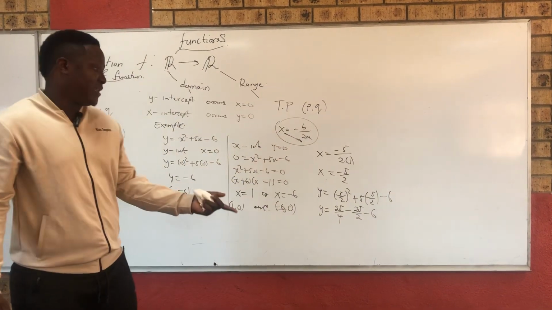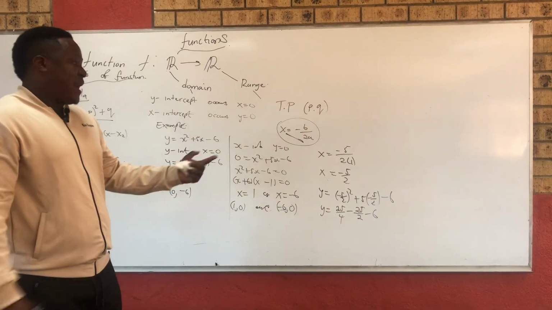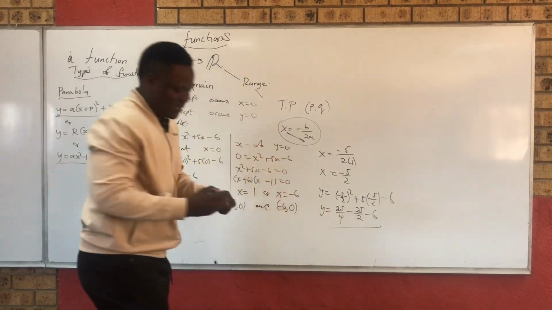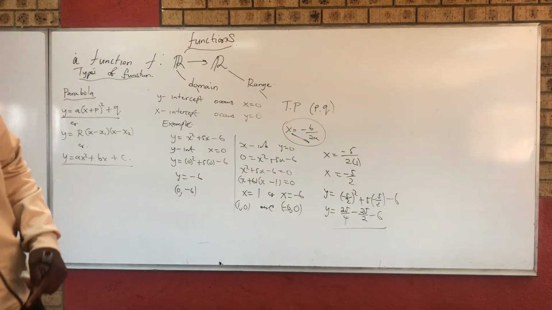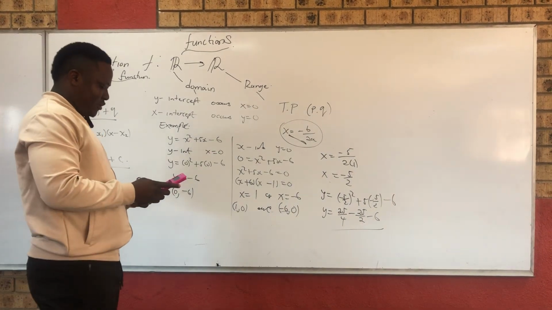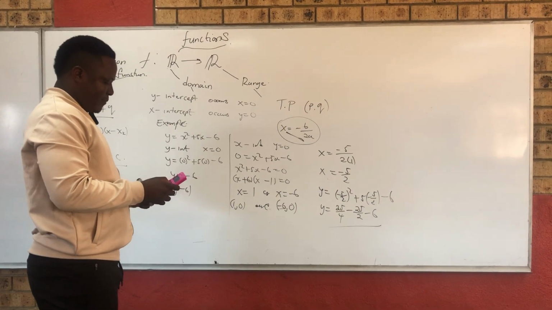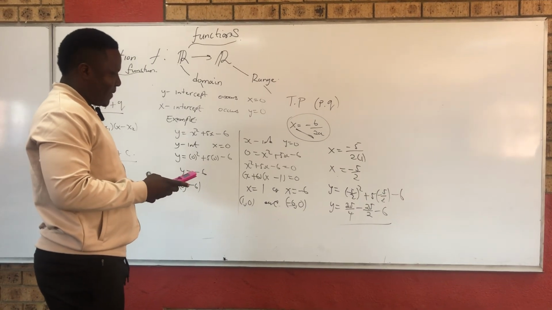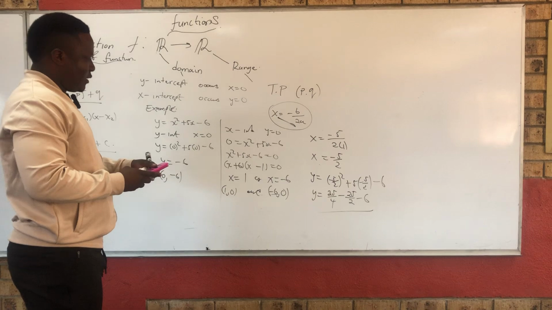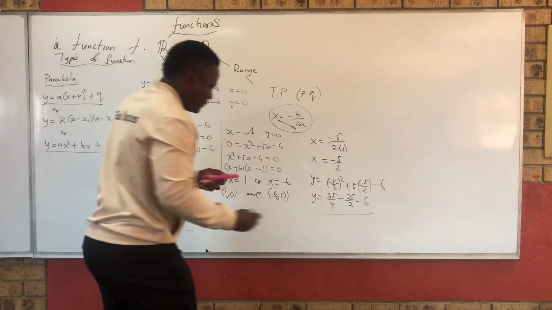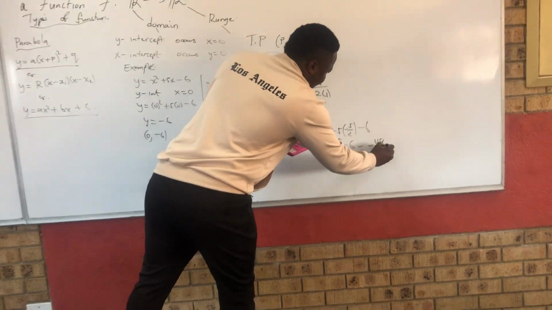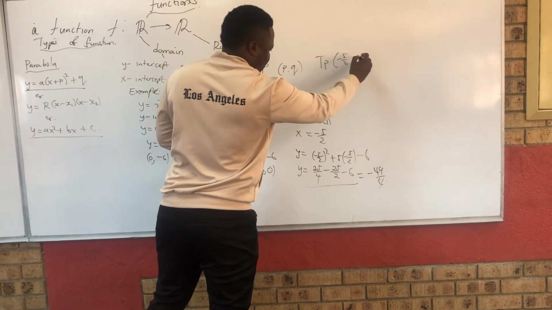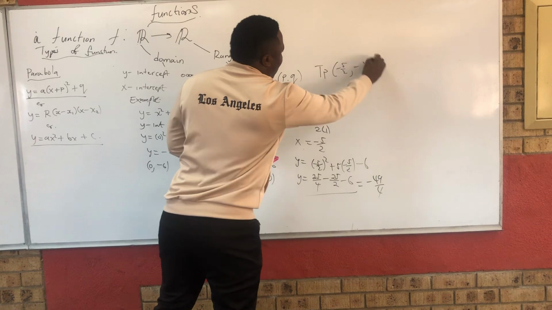Then if you punch this in a calculator, you will get the answer, which is going to be easy. Let's punch this in a calculator and see what we're getting. It's 25 divided by 4 minus 25 divided by 2, then minus 6, of which I'm getting negative 49 over 4. So now the turning point is minus 5 over 2 and negative 49 over 4.